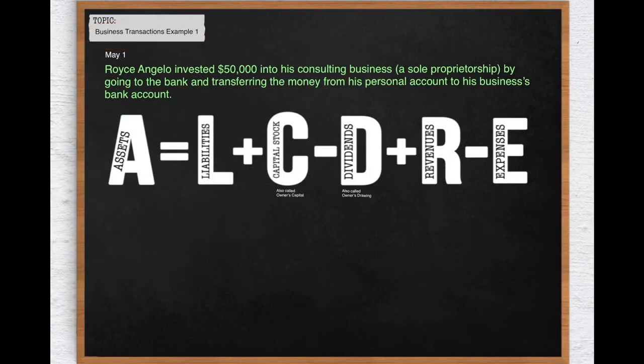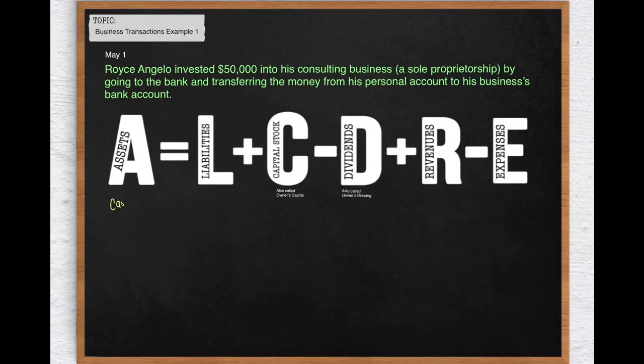Let's now get into business transactions. We'll do a bunch of examples so you start to get comfortable with the accounting formula. Here we have Royce Angelo invested $50,000 into his consulting business. It's important to note that it's a sole proprietorship. He goes to the bank and transfers the money from his personal account to his business's bank account. Remember that accounting, in this case, is for the business. So you, the accountant, are accounting for the business and not necessarily for the owner's personal money, in this case Royce Angelo. So you're only thinking about the business.